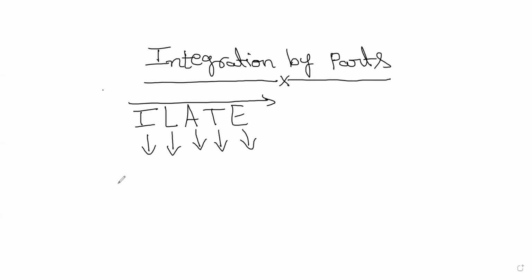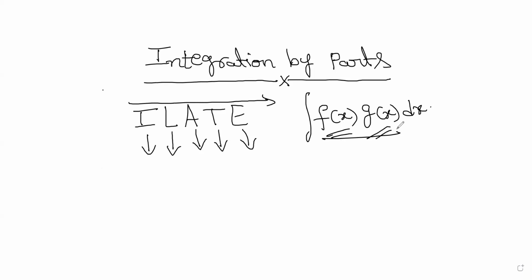And basically, what is integration by parts? Integration by parts comes when you have a product of functions. You have to integrate a product of functions where you can't have a standard form of the integral for this product. Then how do you evaluate such an integral?